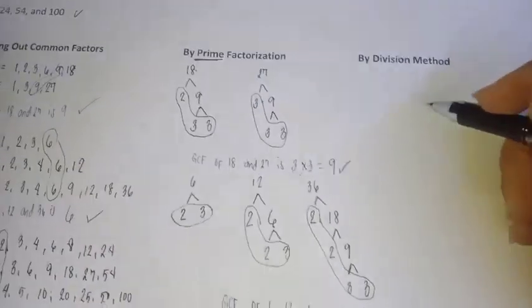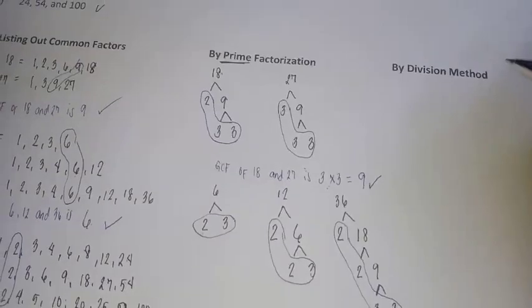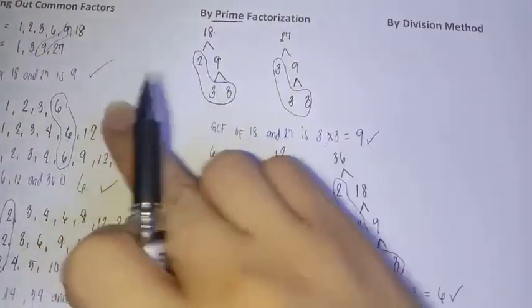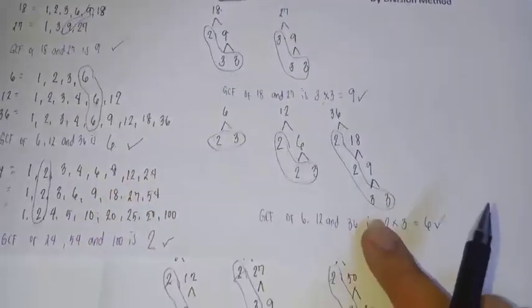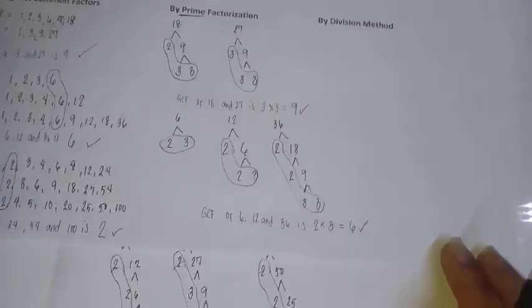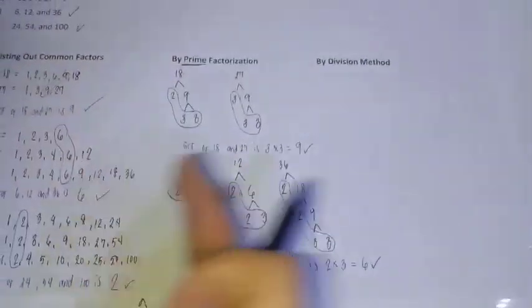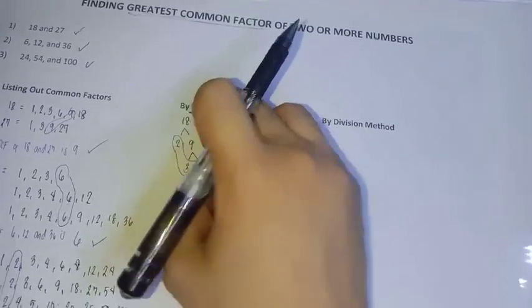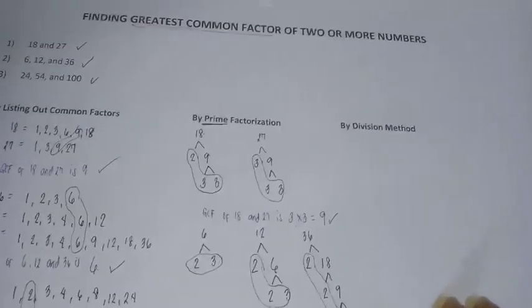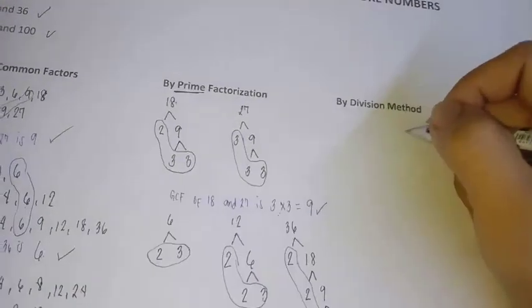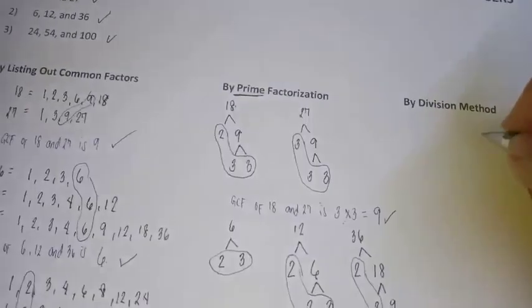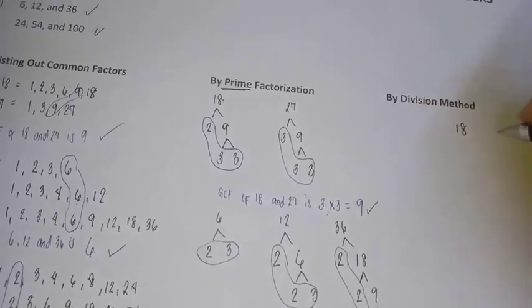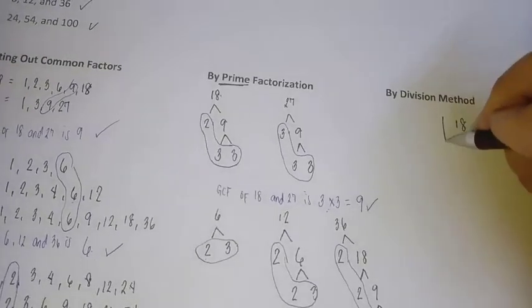So let's now proceed to the longest method that we have, which is the division method. So the goal here is to get the same GCF, which is 9 for number 1, 6 for number 2, and 2 for number 3. Okay? So either of these methods can be used to get the GCF, or greatest common factor, of 2 or more numbers. Okay, let's proceed to the division method. So, we have 18 and 27.